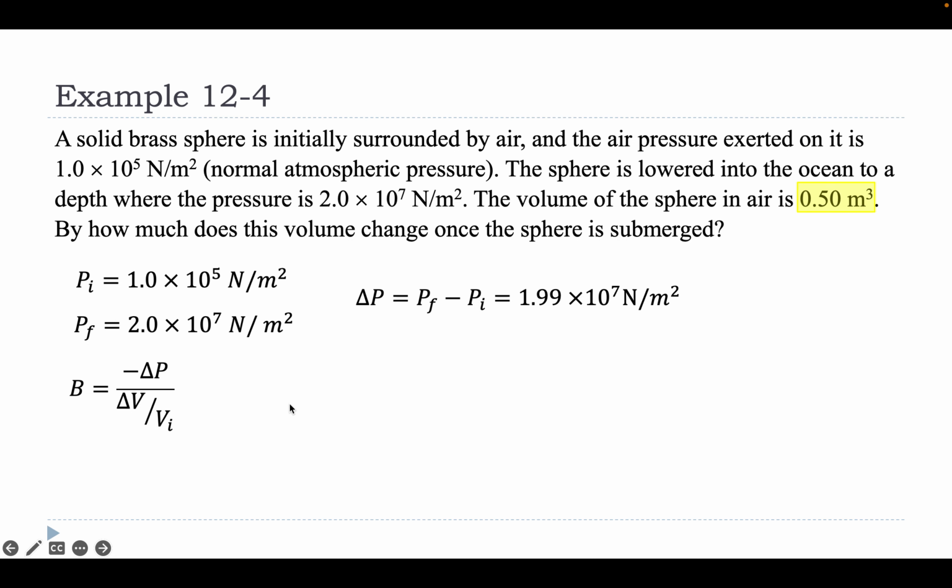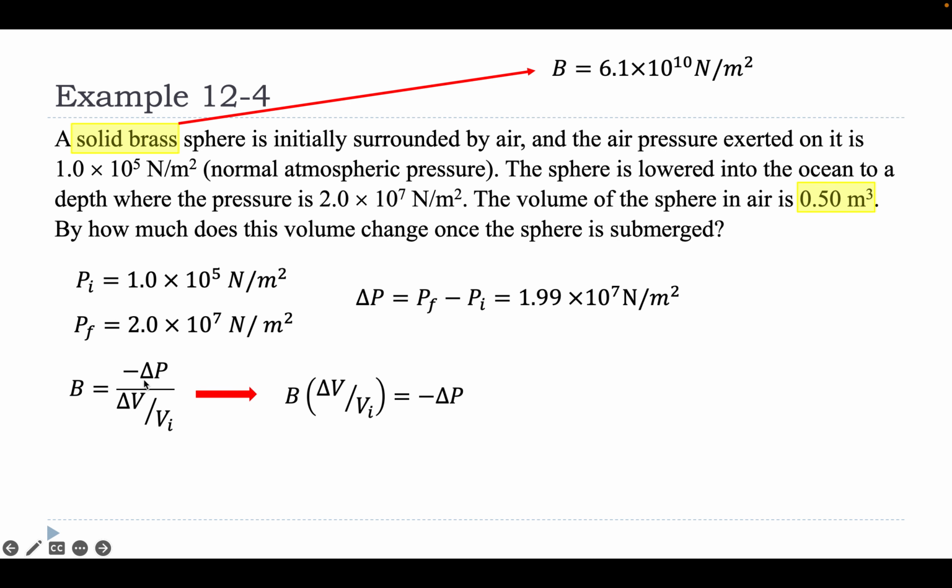So what else do we know? We can determine the change in pressure, which is the final pressure, 2 × 10⁷, minus the initial pressure, 1 × 10⁵, and I get a change in pressure of 1.99 × 10⁷ newtons per meter squared. The other thing we know is that we have a solid brass sphere. If I went back a slide and looked at that table, I could look up the bulk modulus for brass, and I would get 6.1 × 10¹⁰ newtons per meter squared.